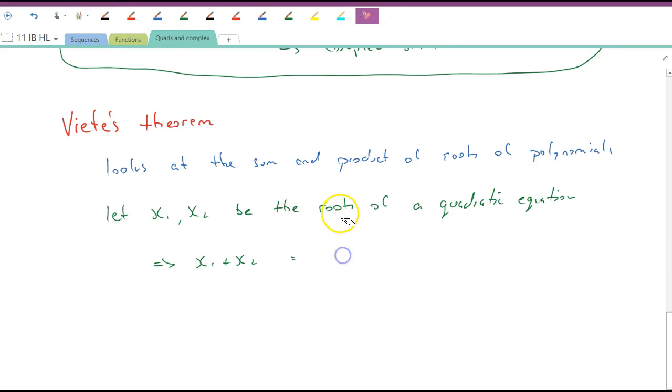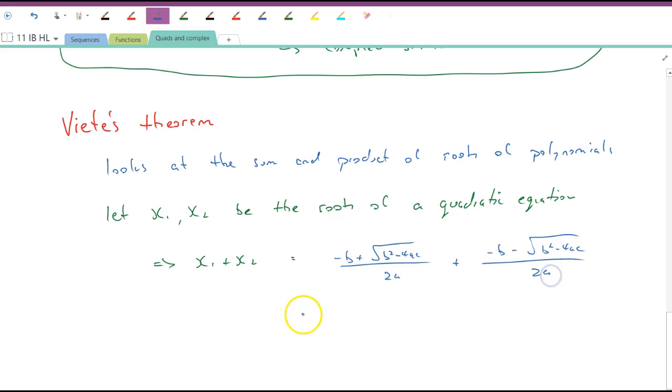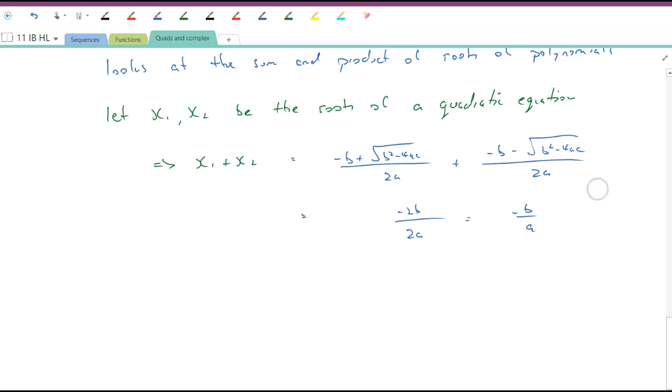One of the roots will be minus b plus the square root of b squared minus 4ac over 2a, and the other one will be minus b minus the square root of b squared minus 4ac over 2a. Now if you put those two together, we've got the same denominator, which is nice. The square roots cancel, we end up with minus 2b, so we end up with minus b over a. So the sum of the roots is equal to minus b over a.